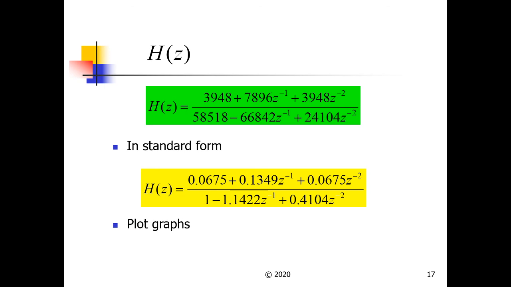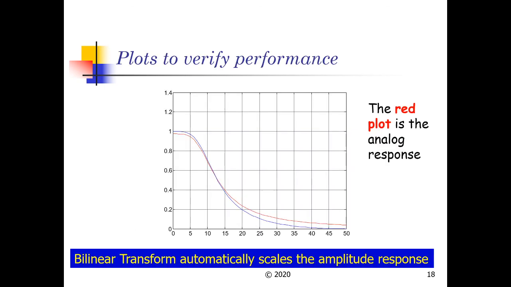If we plot the graphs to see what it looks like, we can see that it does a very good job of matching the analog and digital frequency responses. And one thing to note is that the bilinear transform here automatically scales the amplitude response, so there's no need for doing amplitude scaling accordingly.